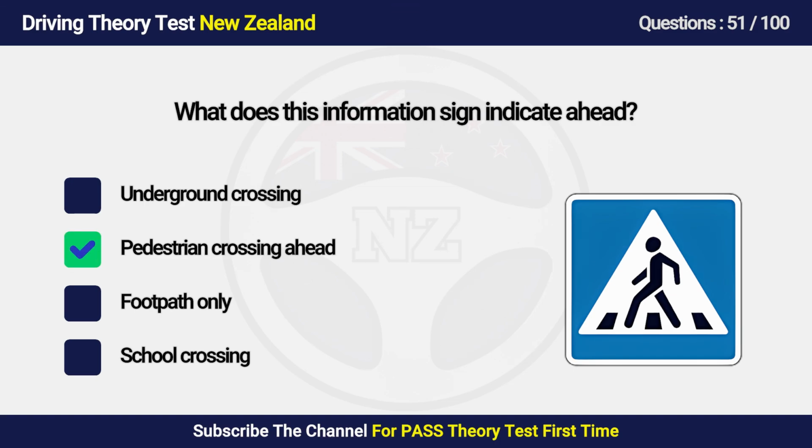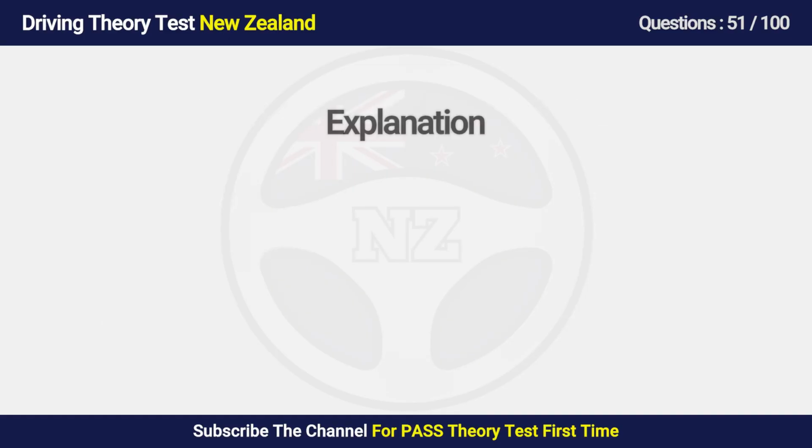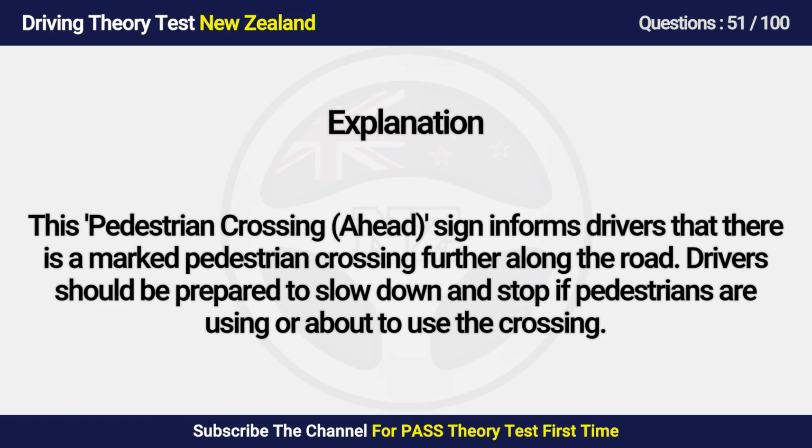Answer is B. Pedestrian crossing ahead. This pedestrian crossing ahead sign informs drivers that there is a marked pedestrian crossing further along the road. Drivers should be prepared to slow down and stop if pedestrians are using or about to use the crossing.